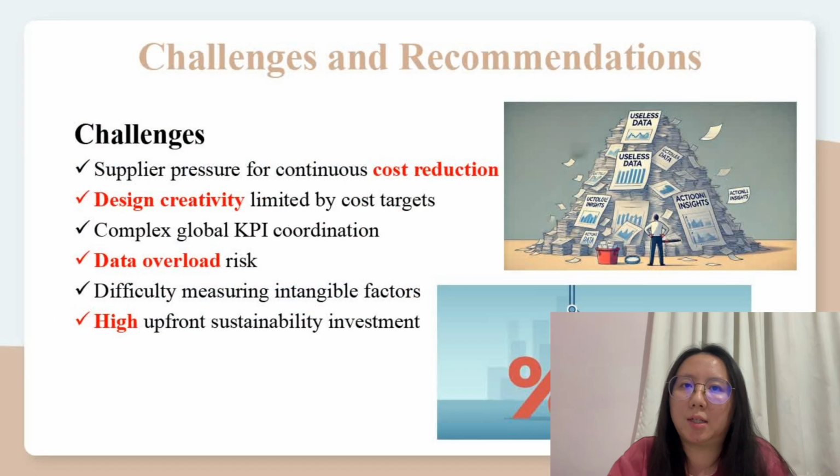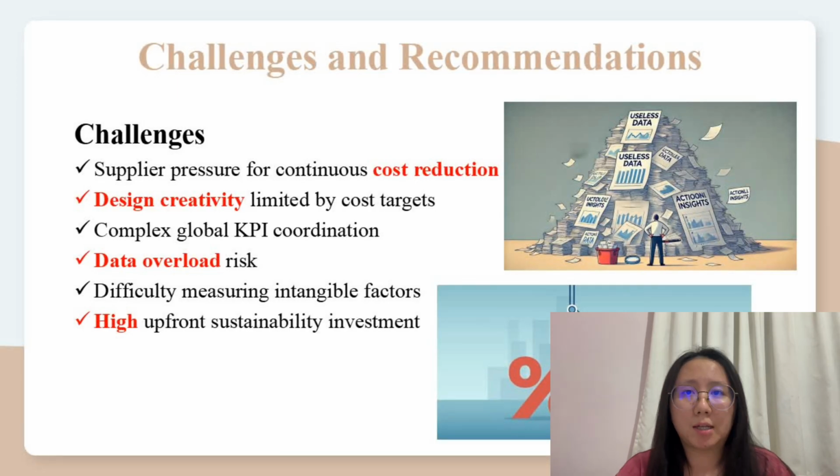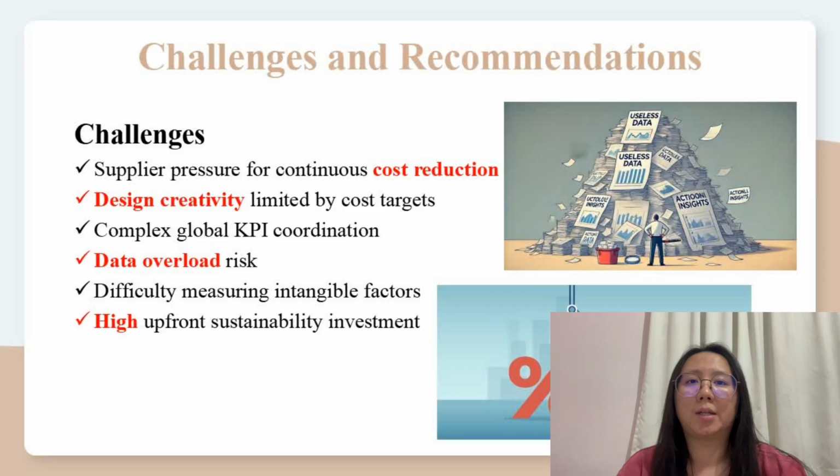Although target costing and the Balanced Scorecard bring many strategic advantages, IKEA still faces several challenges in implementing these management accounting tools. One key challenge is supplier pressure for continuous cost reduction. Excessive cost pressure may strain supplier relationships or potentially affect product quality if not managed carefully. Another challenge is that design creativity may be limited by strict cost targets. Designers must always balance aesthetics, functionality, and cost restrictions.